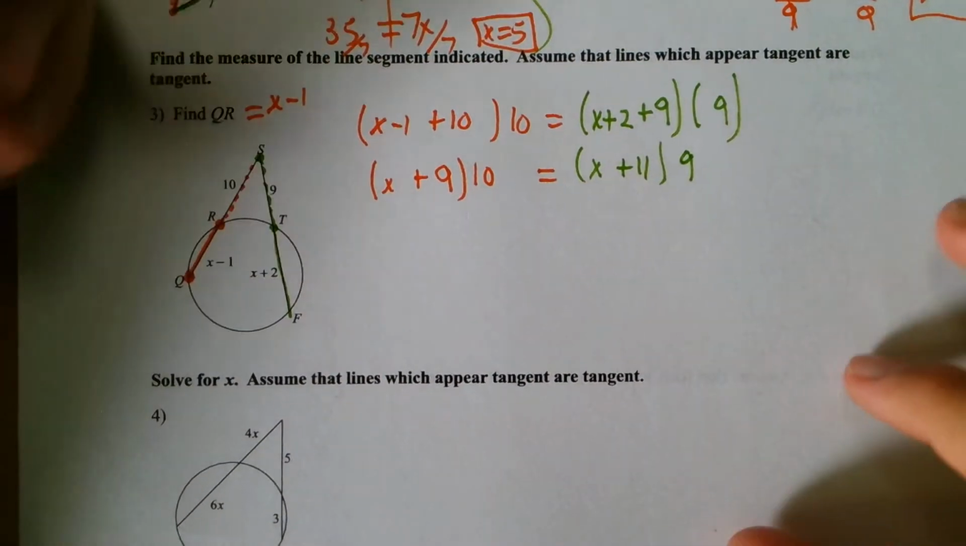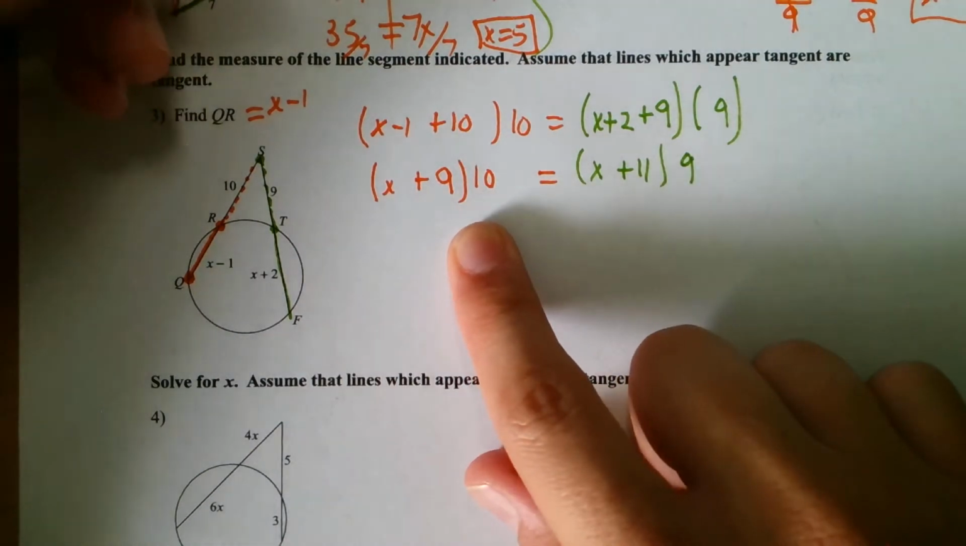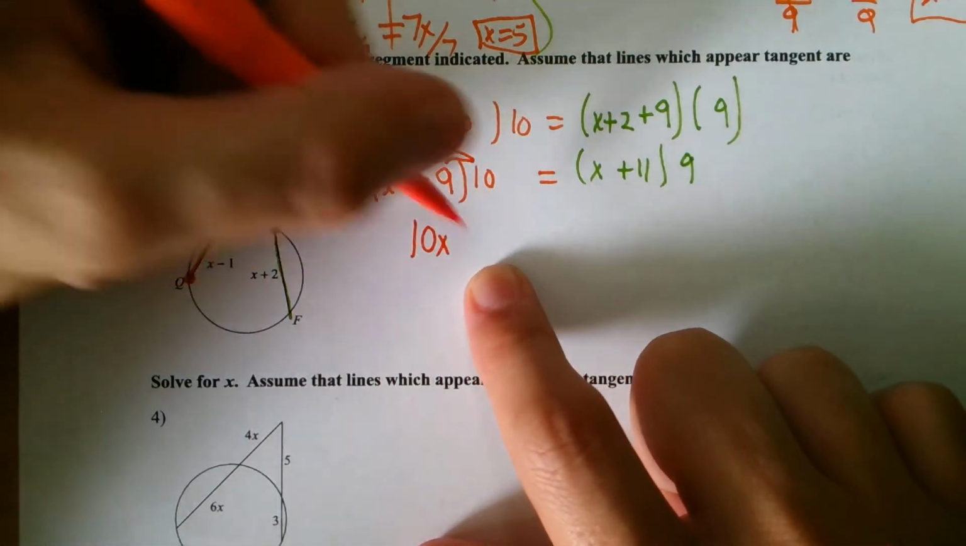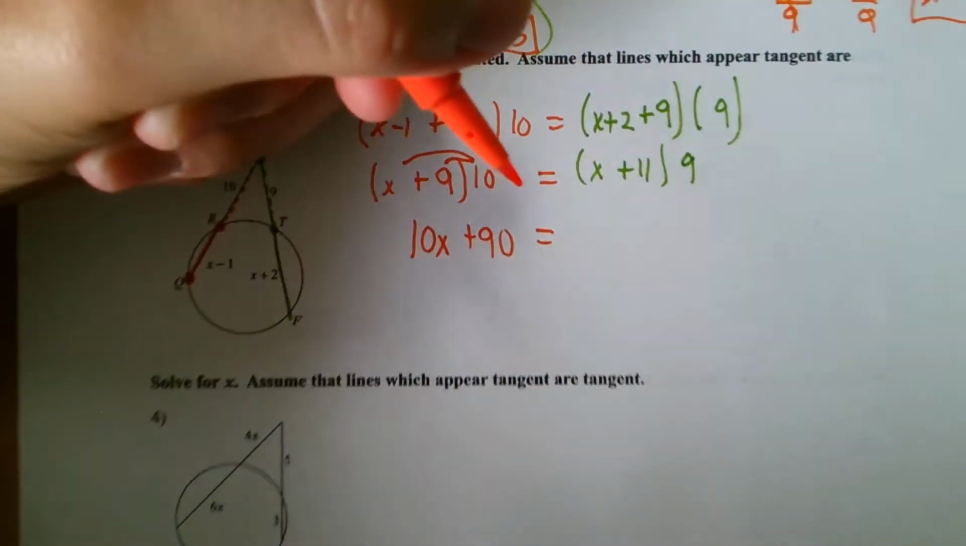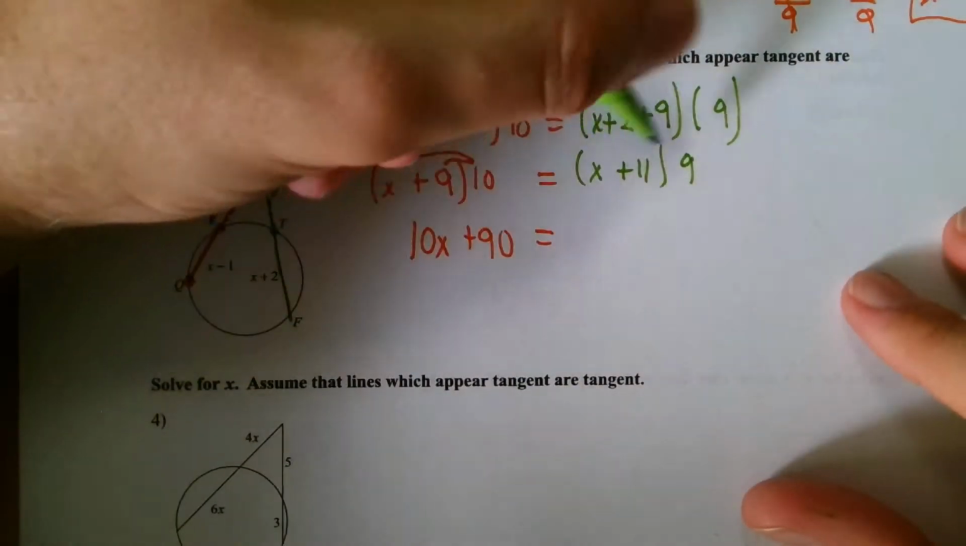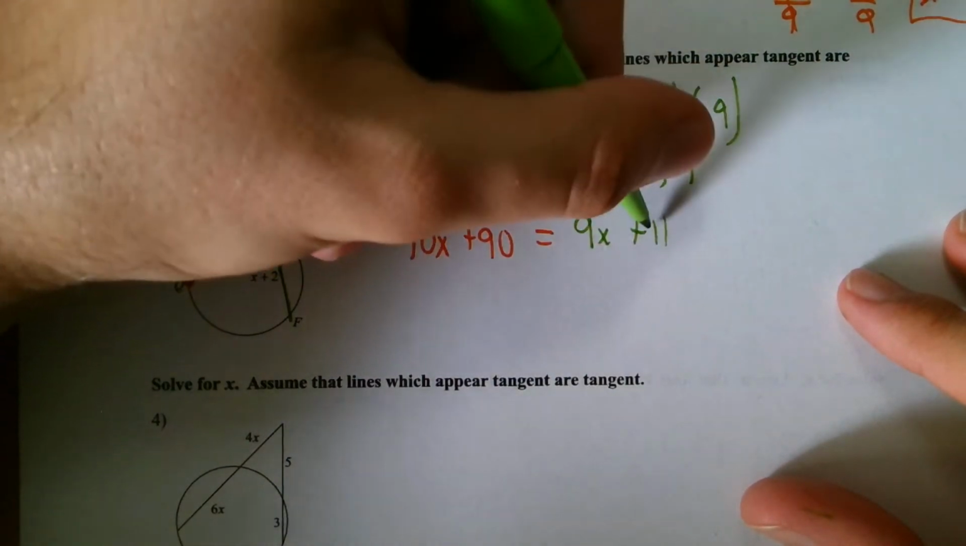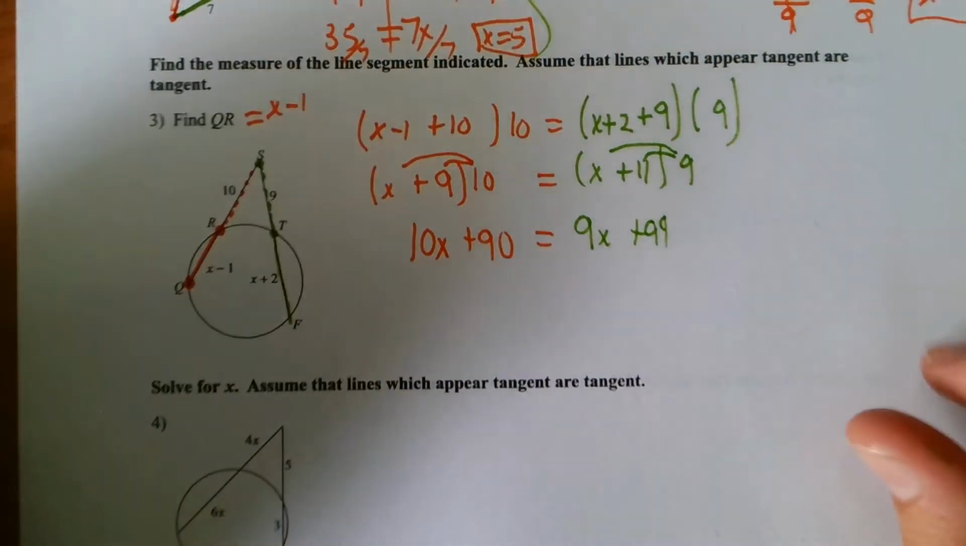Alright, so combine your like terms. Now, I can distribute like I did before, 10 times x, 10 times 9, that's going to be 10x plus 90. And then over here, 9 times x, 9 times 11, gives me 9x plus 99.